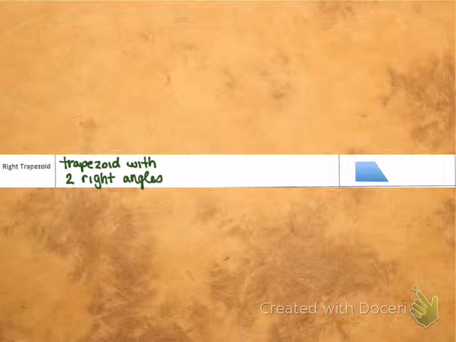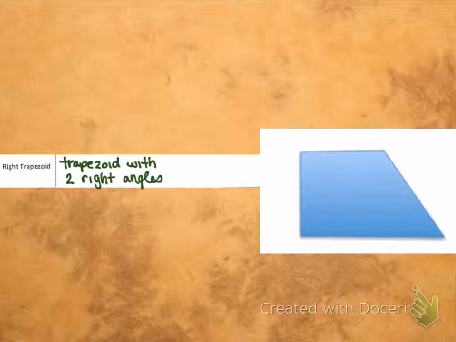So we have a right trapezoid, again that four-sided figure, one pair of parallel sides. Let's take a closer look at this. And so we've got one pair of parallel sides, and then the special part about this one is we have two right angles in a right trapezoid.